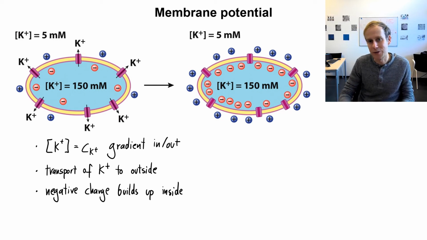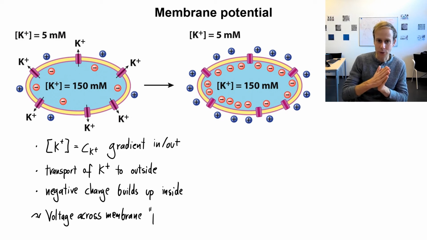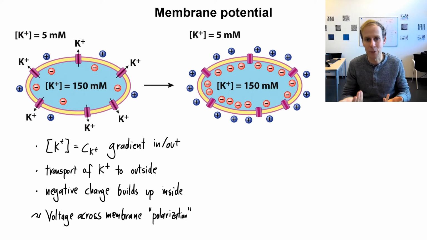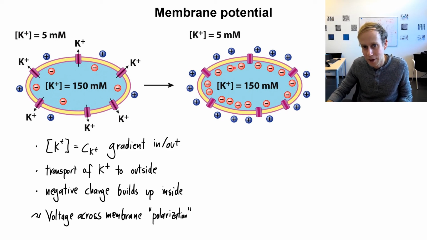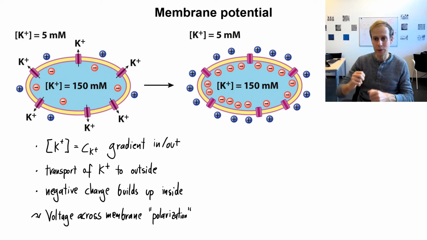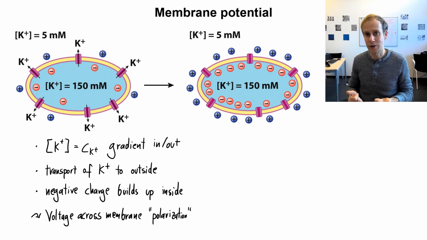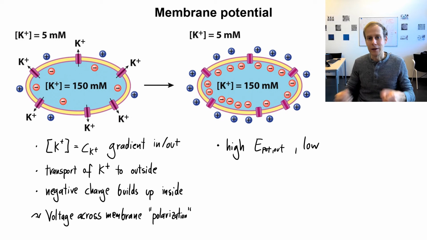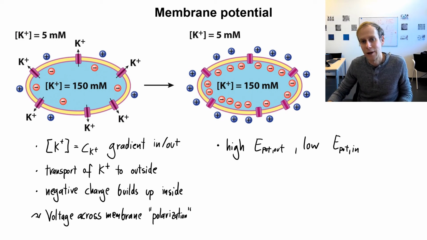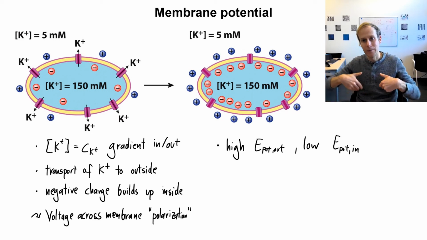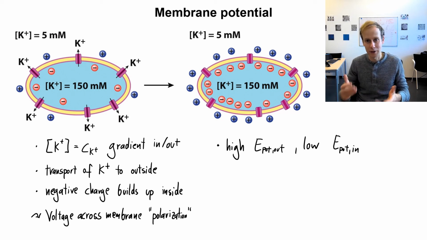And that actually results in a voltage across the membrane. There will be a polarization across the membrane. You can imagine it's like a capacitor. Here you have a negative electrode and here a positive electrode, and between these two there will now be a voltage difference, a difference in the electrical potential. So outside you have a high electric potential now, because you have this positive excess charge, right? And on the inside you have a low electric potential because there's an effectively negative charge on the inside.